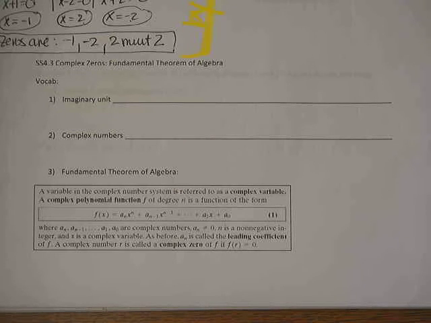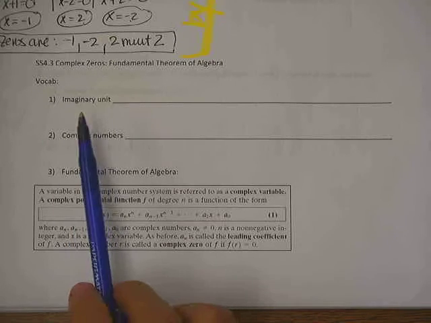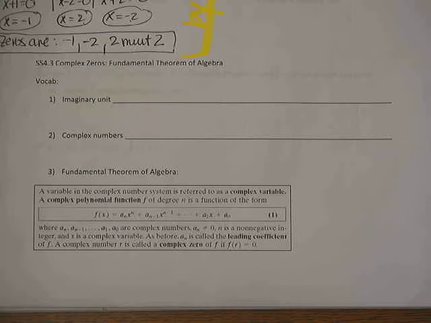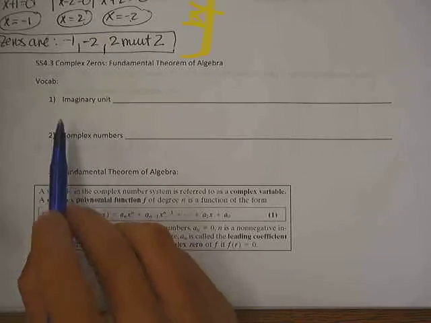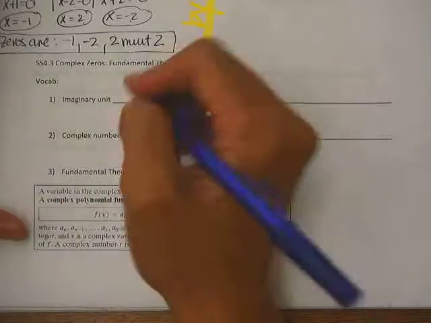Hey guys, so we are starting 4.2. The title is called Complex Zeros and Fundamental Theorem of Algebra. Okay, so the first vocab is called the imaginary unit, which is denoted by i.